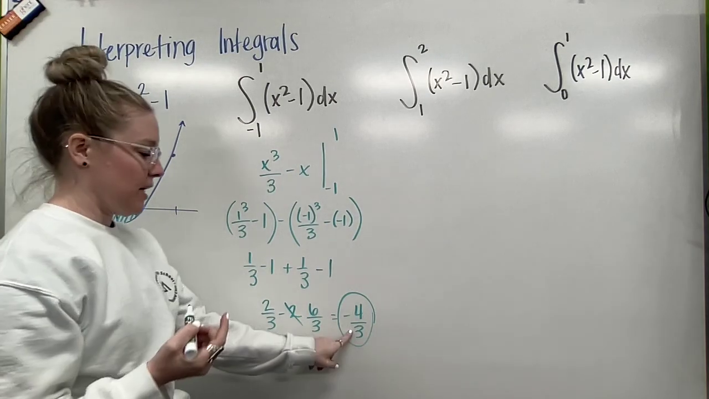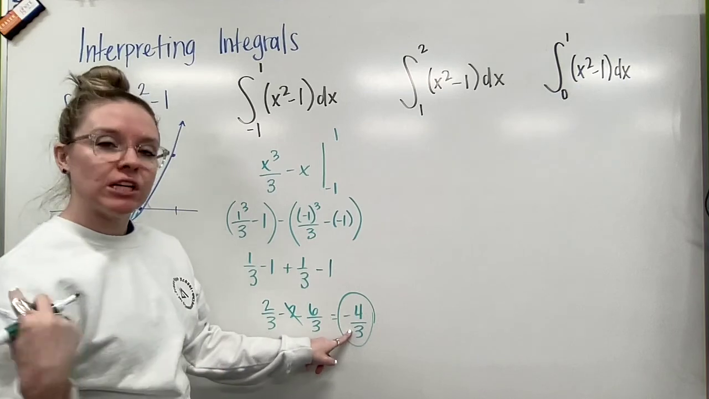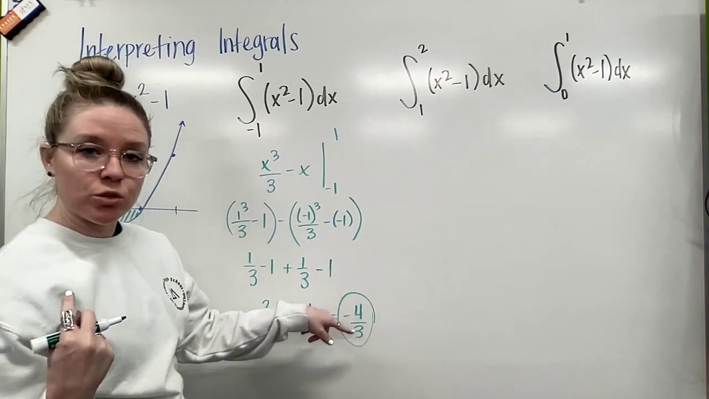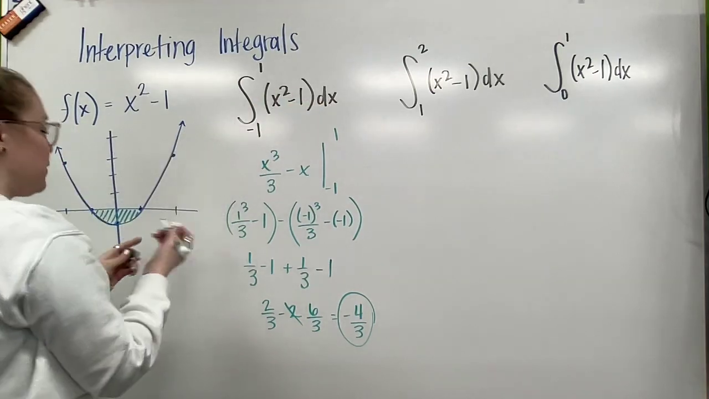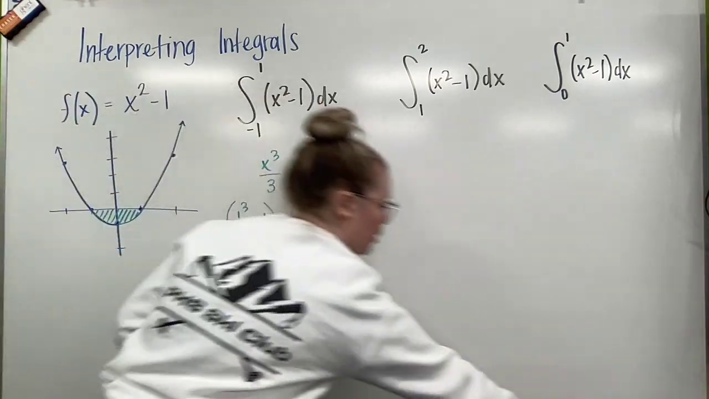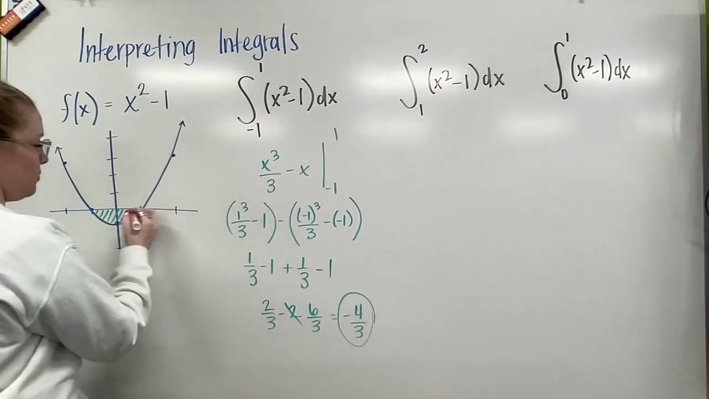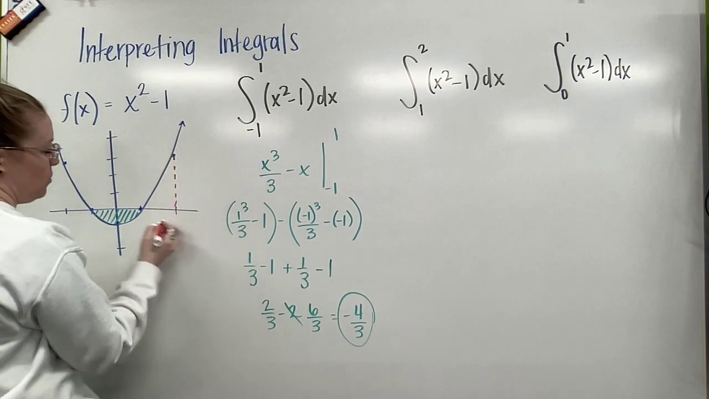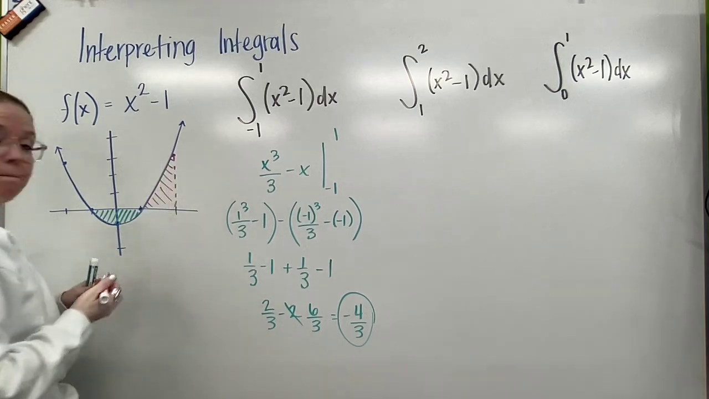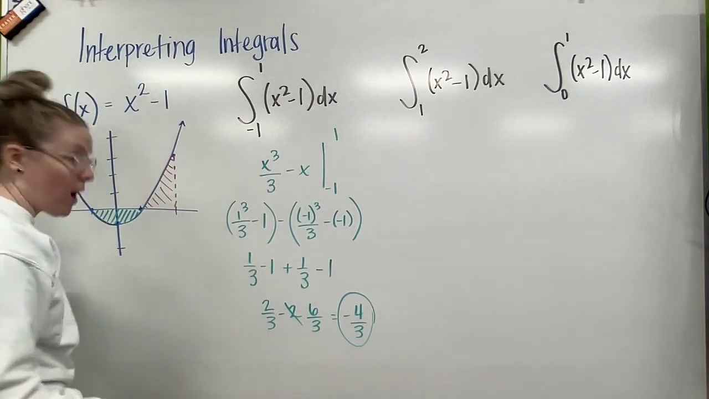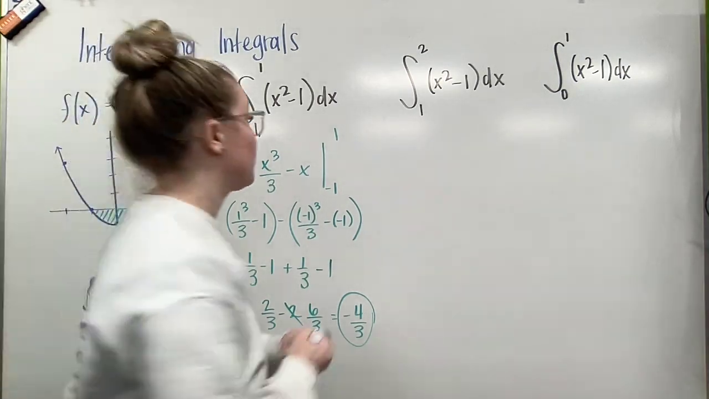All right? I'll clarify this here in a second. This negative just is giving us direction, and then 4/3 was our displacement here. Okay, now if we look from 1 to 2 on our graph, we're seeing this area, which is all positive. So our answer should be a positive number.